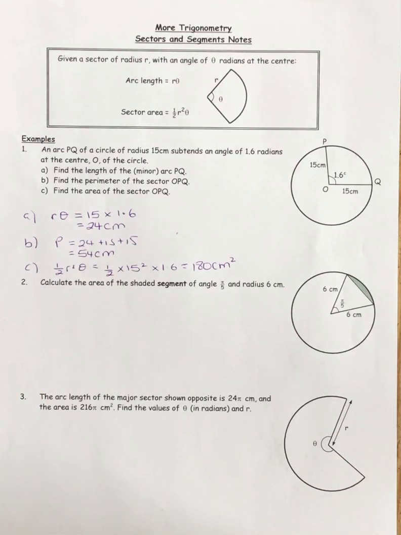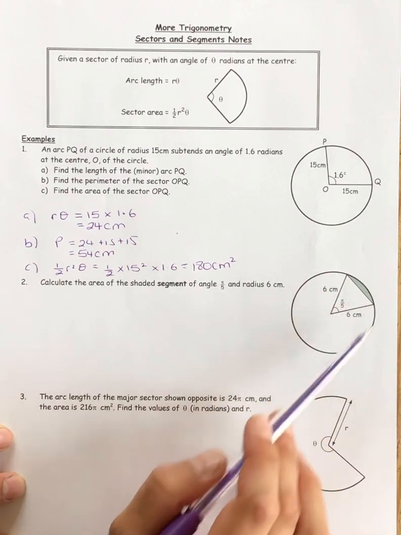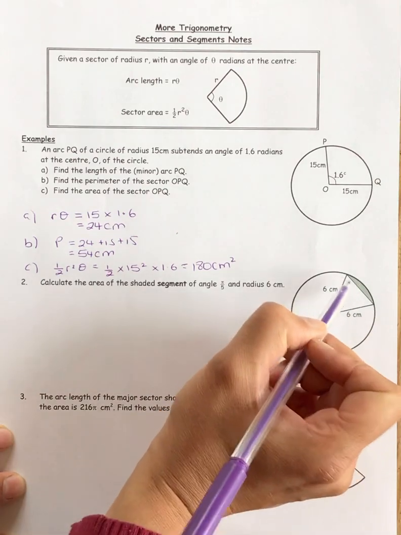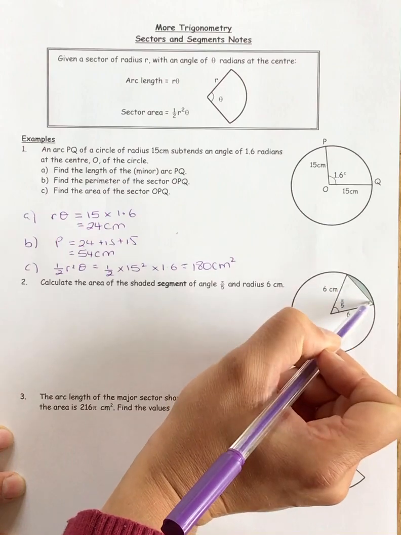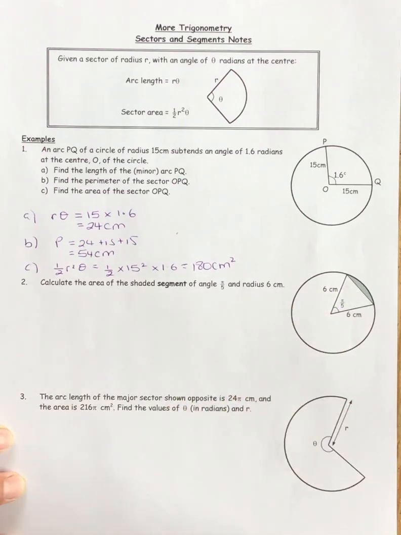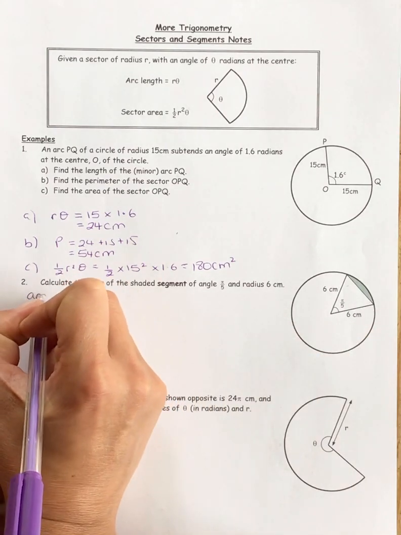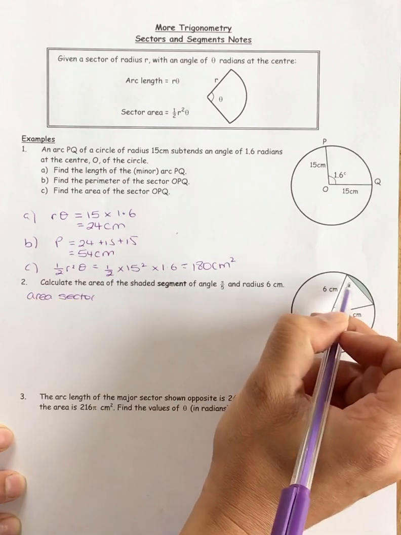The next question takes it a little bit further because this time we want the area of this shaded segment here. So remember, a sector is like a slice of pizza. A segment is the region between a chord and the circumference. So we're wanting the area of this segment. To do that, we can work out the area of the sector and subtract the area of this triangle here.